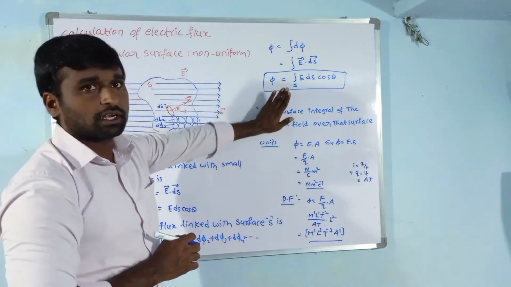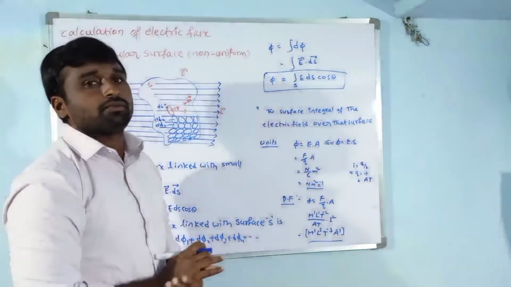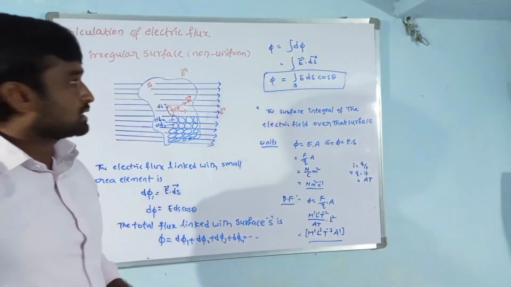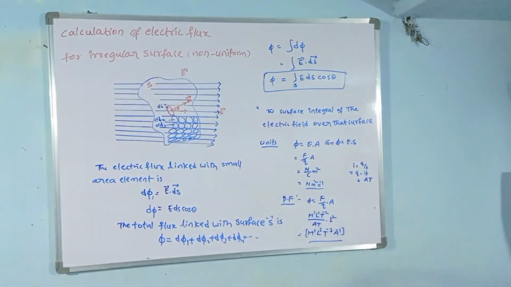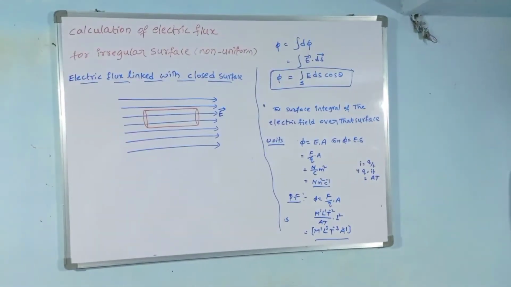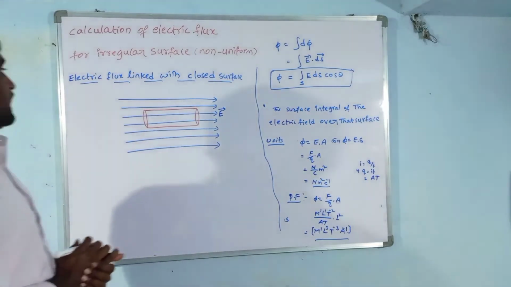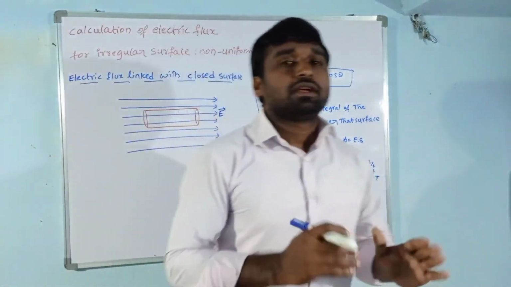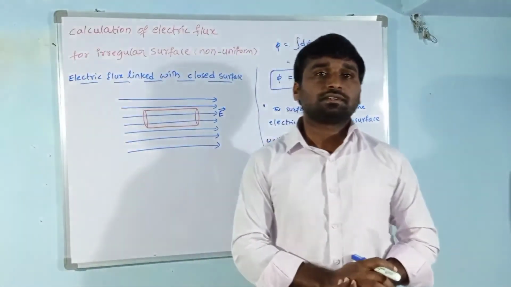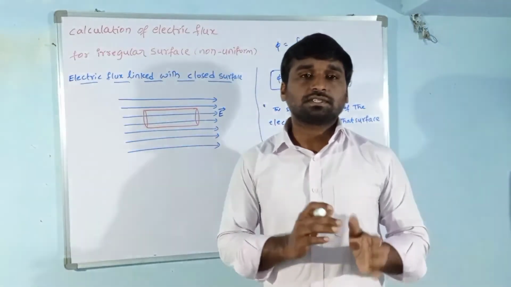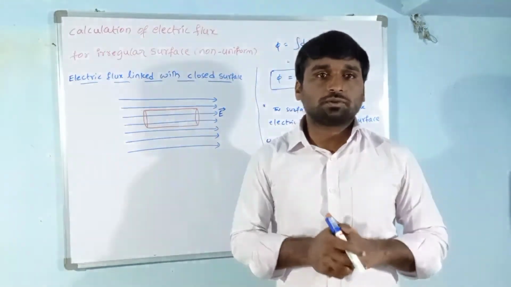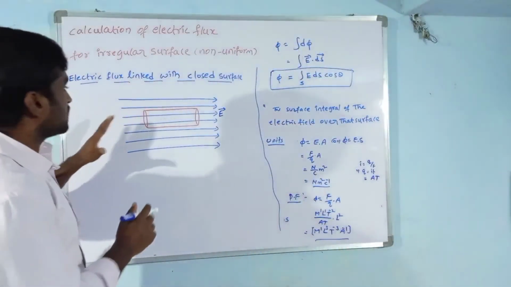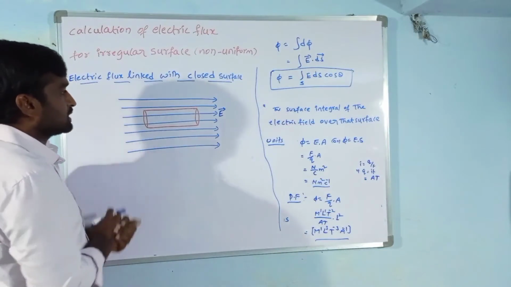So this is the formula of the electric flux linked with a non-uniform surface. Now let us see what is the electric flux linked with a closed surface. A closed surface means anything which is closed and has a surface, so all sides should be closed. This is a cylinder, a closed surface.